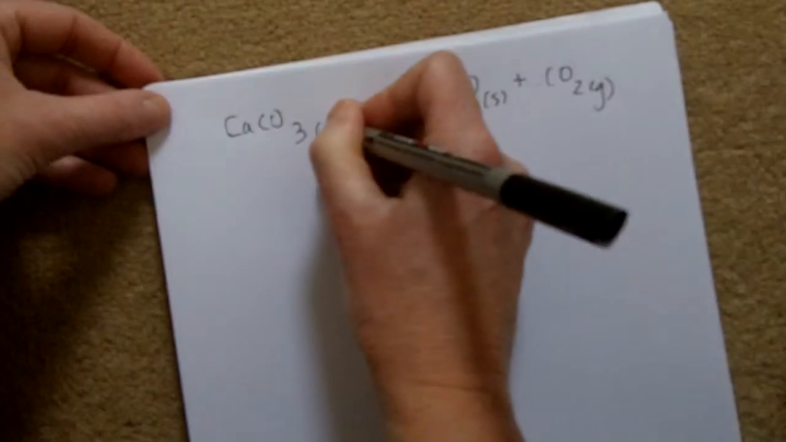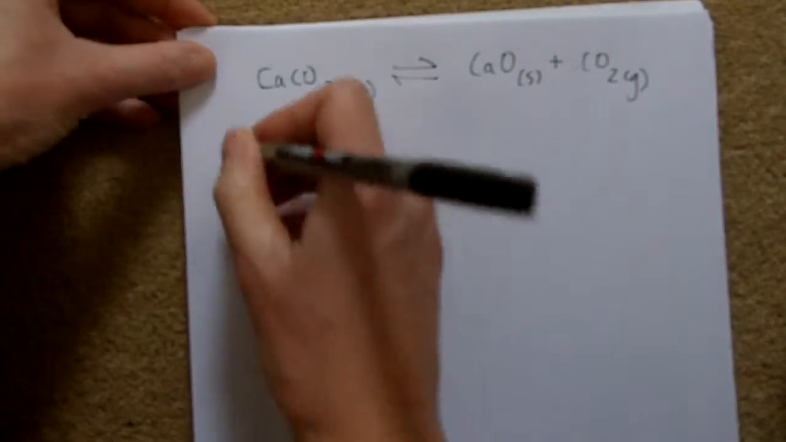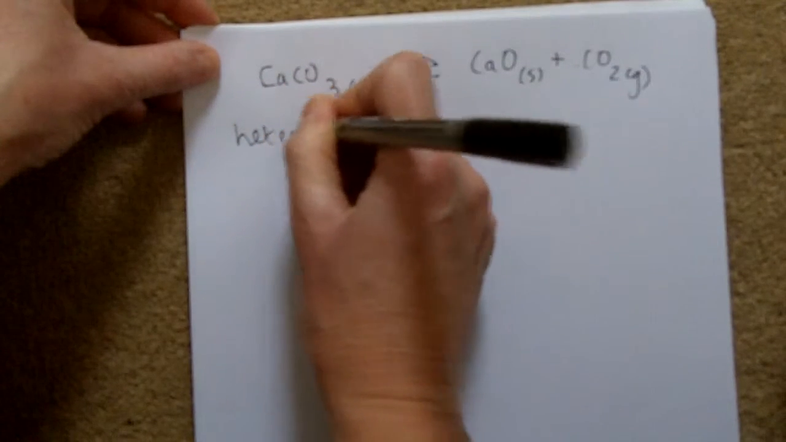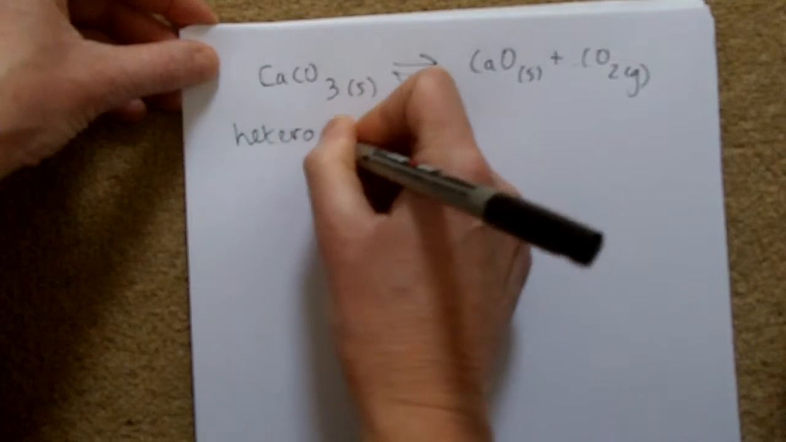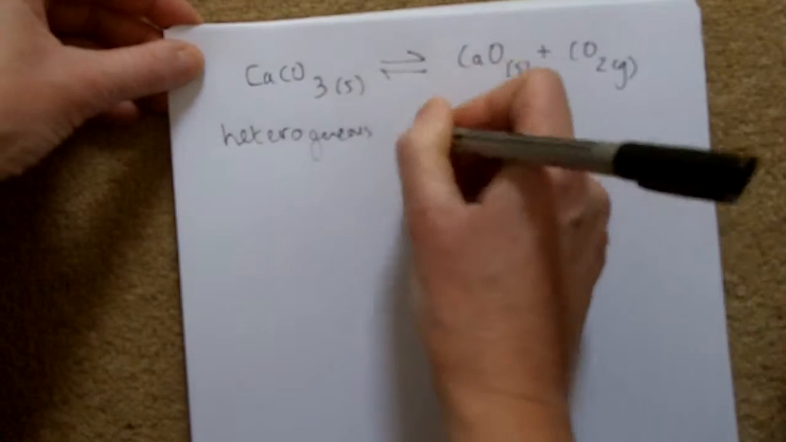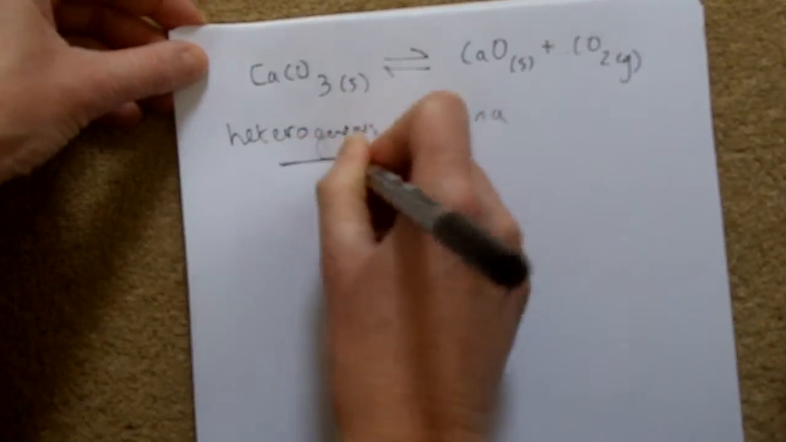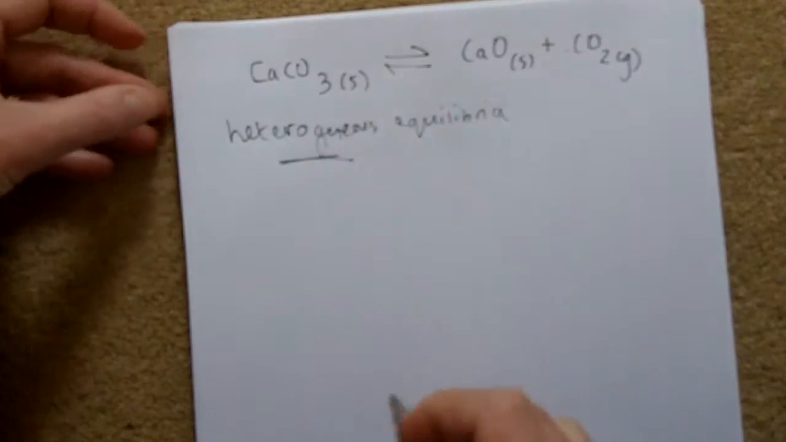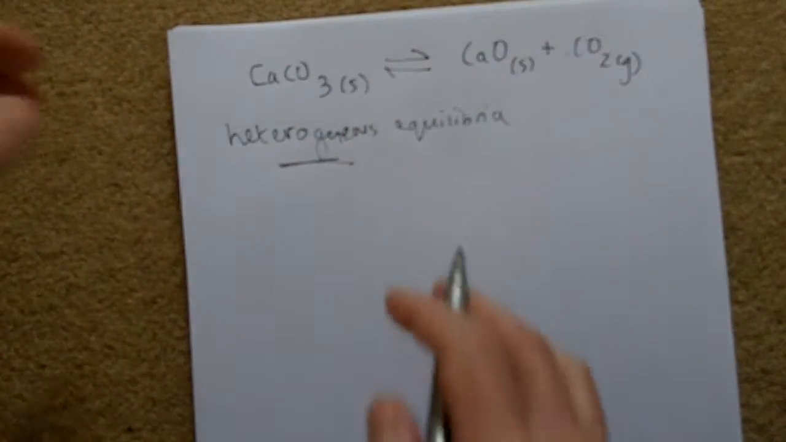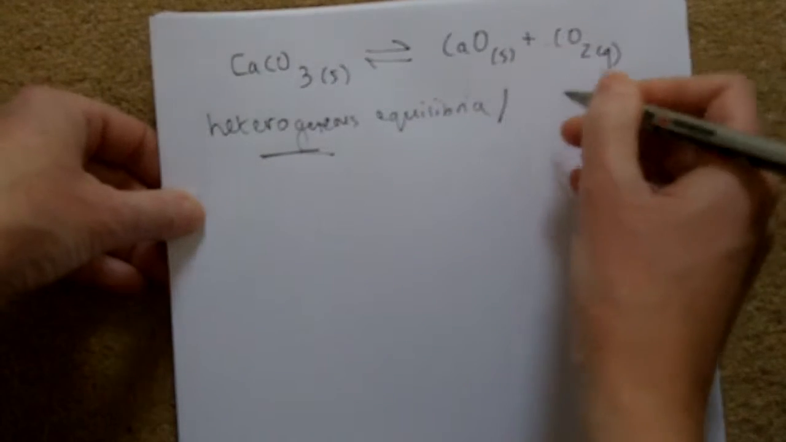This is an example of a heterogeneous equilibrium. Just be careful with your spelling there, that's an N. Heterogeneous equilibrium. Equilibria is plural, equilibrium is singular.